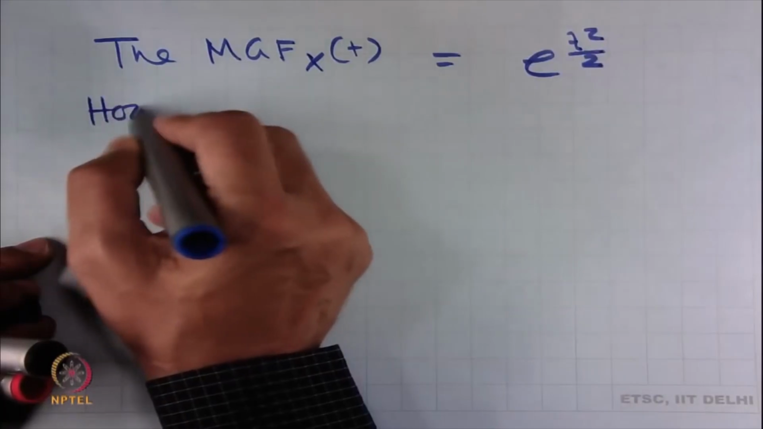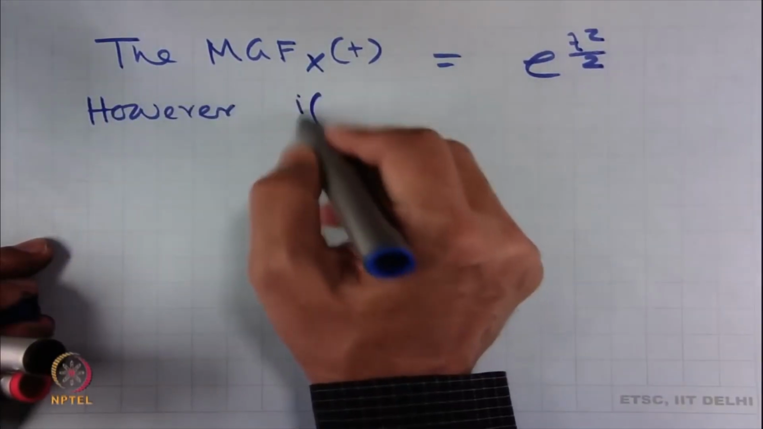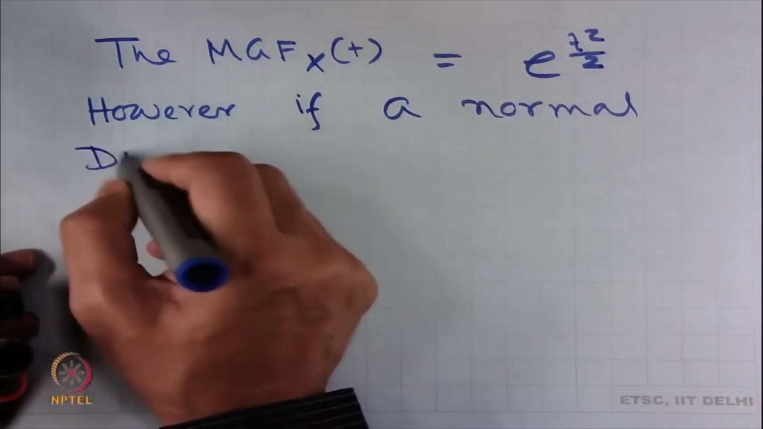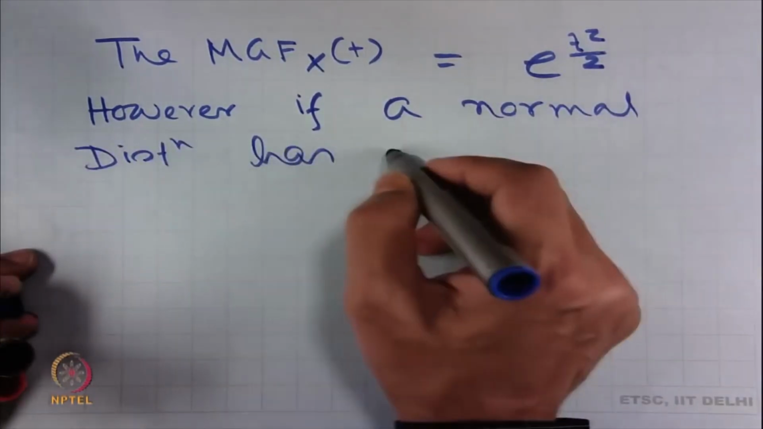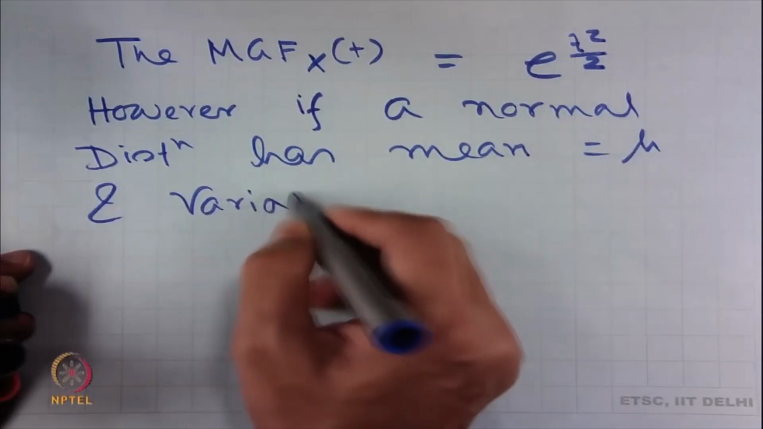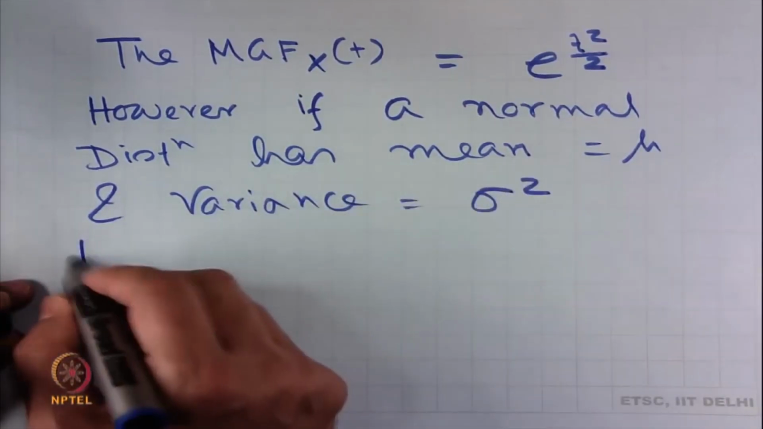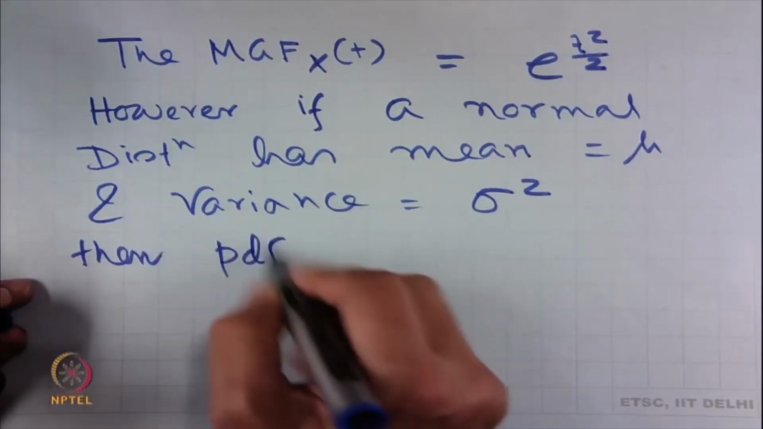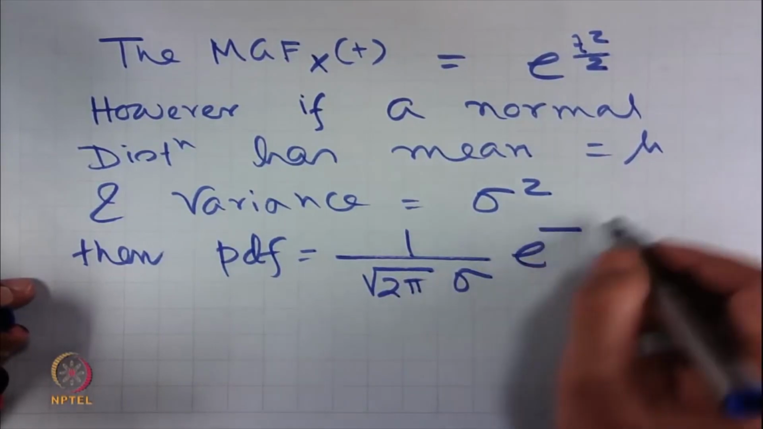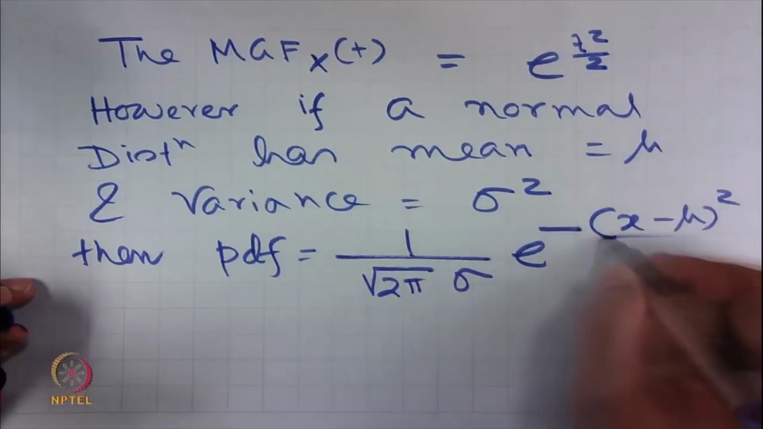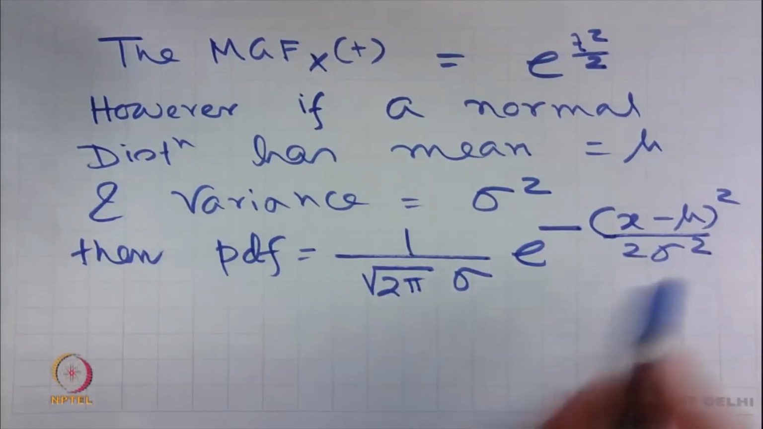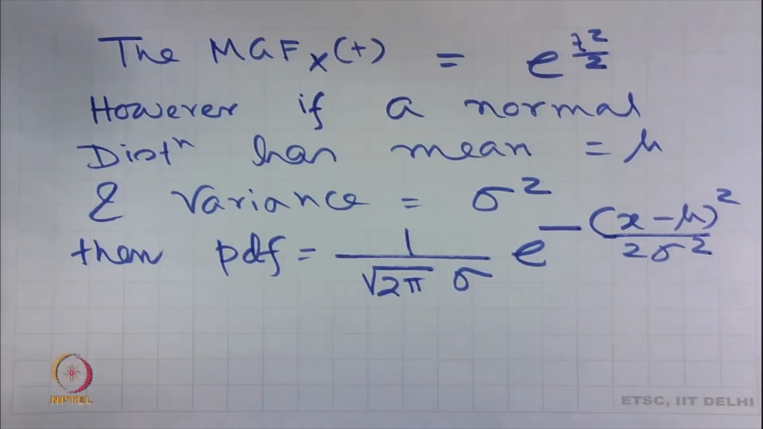However, if a normal distribution has mean equal to mu and variance equal to sigma square, then the PDF is equal to 1 over root 2 pi sigma into e to the power minus (x minus mu) whole square upon 2 sigma square. Mu can be any real number, and sigma square, being a variance, of course, has to be positive, and this is going to give you the PDF.